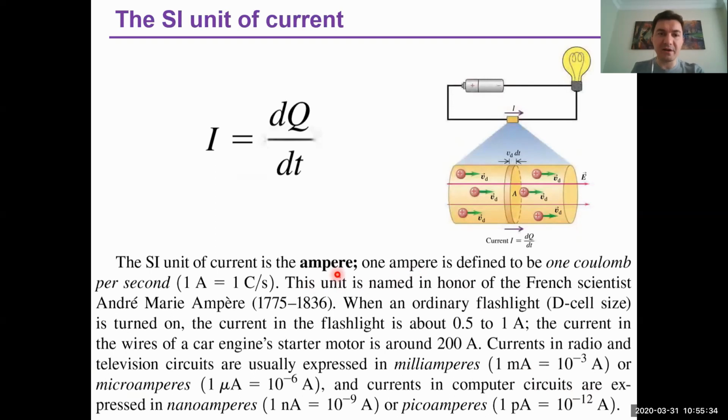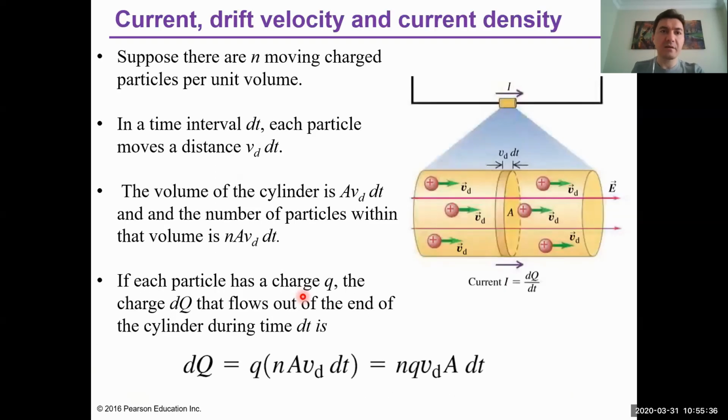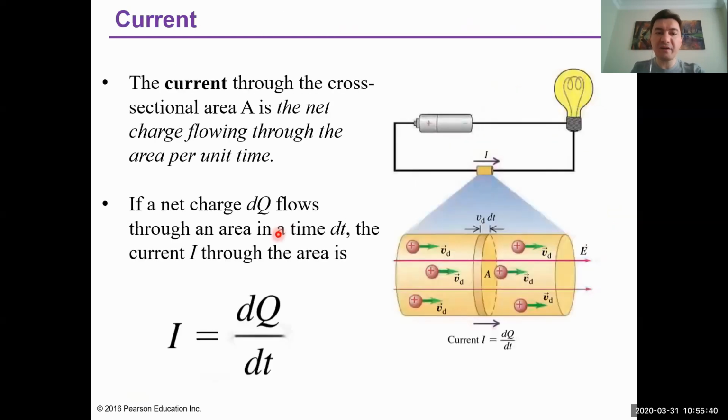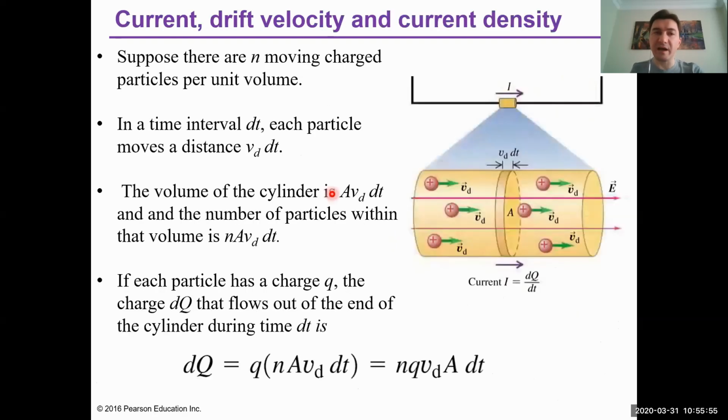And the unit is ampere. So now here we have current, but here we have drift velocity. So is there any relation between current and drift velocity? How to get this relation? I will try to do that.